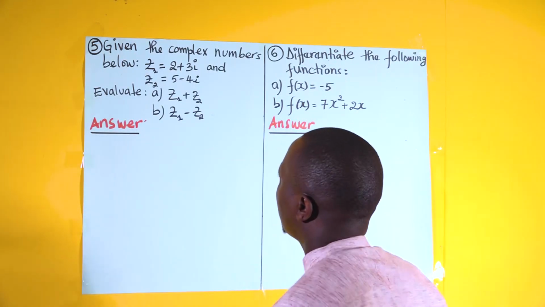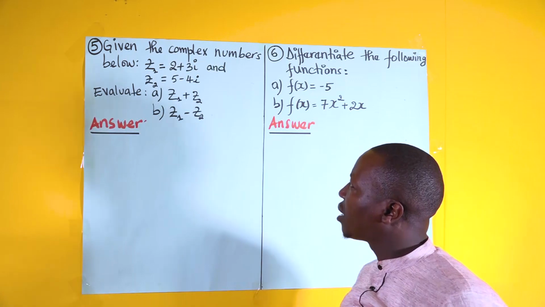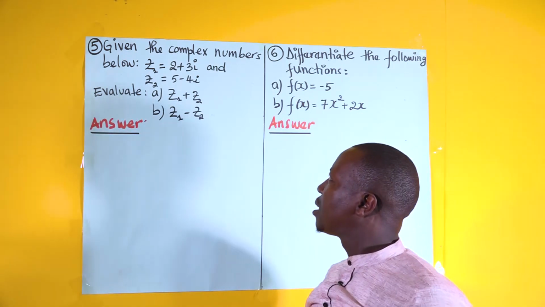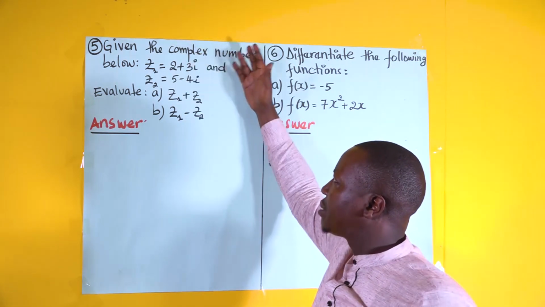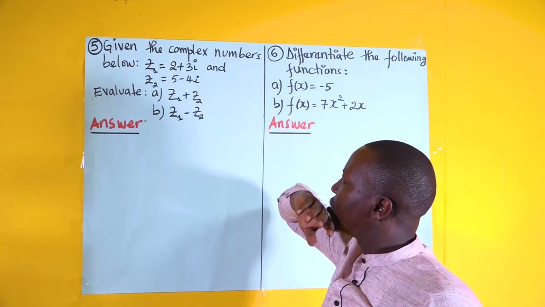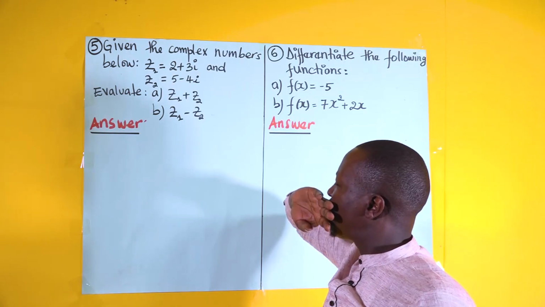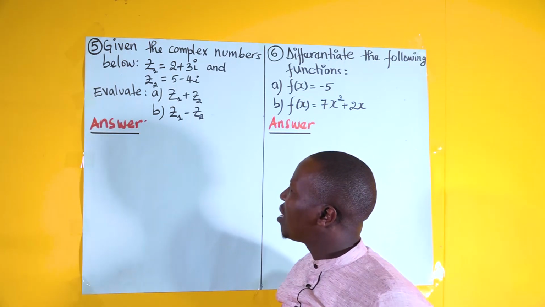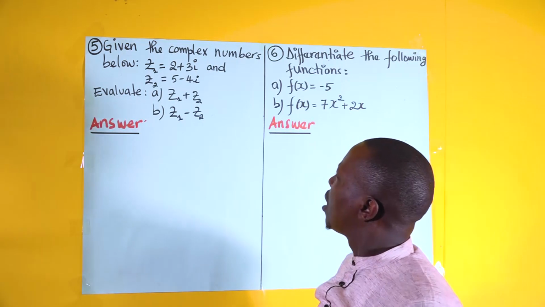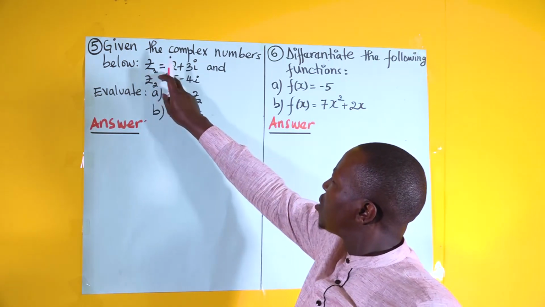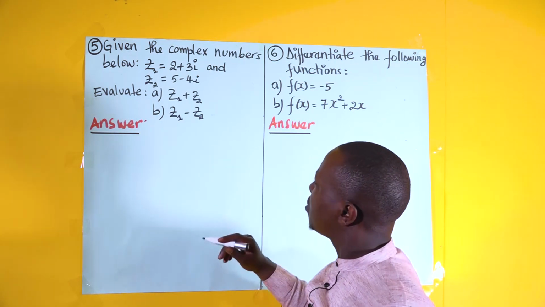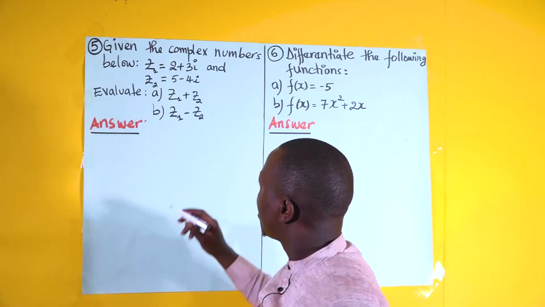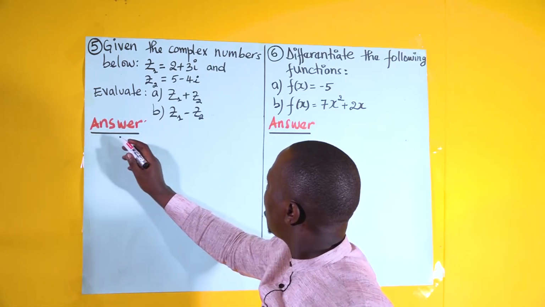The fifth question, we were given complex numbers below, z1 and z2. These are complex numbers, right? We were asked to evaluate z1 plus z2 and z1 minus z2. The first complex number is z1, which is equal to 2 plus 3i. And the next, z2, equals 5 minus 4i. Answer A.